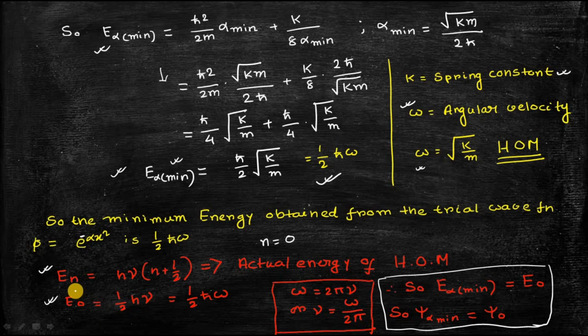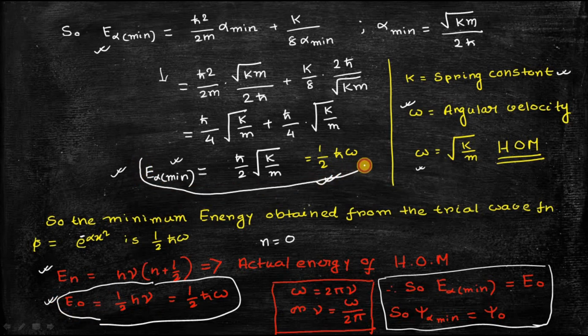Here you can see that this is the exact solution for the harmonic oscillator model, and this is the energy that we have obtained by using our trial wave function. What we have done with this trial wave function is the energy minimization. The minimum energy that we have obtained for this trial wave function is equal to this one, and these two are exactly the same.